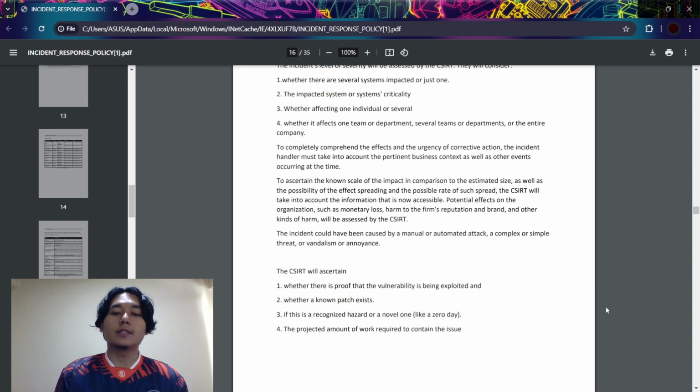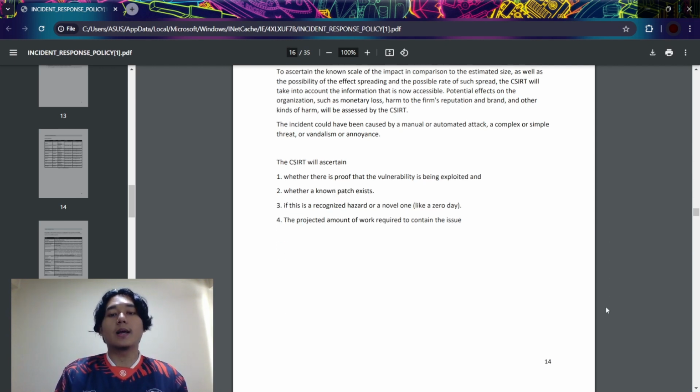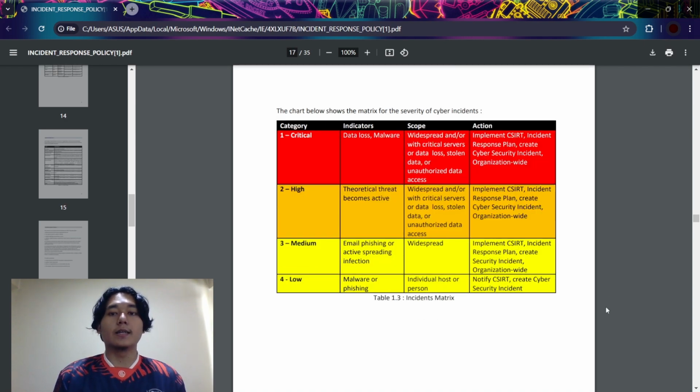Potential effects on the organization, such as monetary loss, harm to the firm's reputation and brand, and other kinds of harm, will be assessed by the CSAT. The incident could have been caused by a manual or automated attack, a complex or simple threat, or vandalism or annoyance. The CSAT will ascertain whether there is proof that a vulnerability is being exploited, whether a patch exists, whether this is a recognized hazard or a novel one like a zero day, and the projected amount of work required to contain the issue. Okay, this is the chart of the severity.